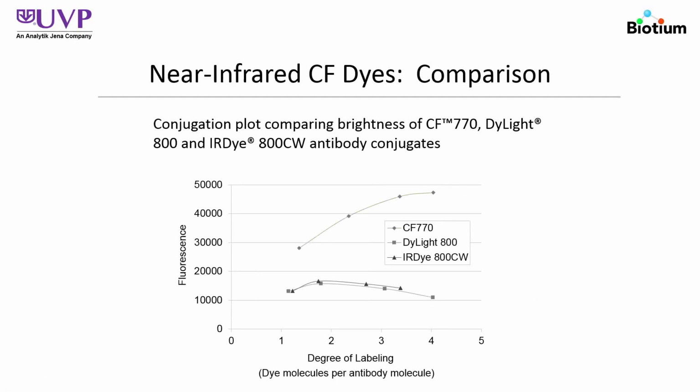And this is just another example showing a comparison of our CF770, which is a popular dye for Western blot detection, with DyLight 800 and IRDye 800 antibody conjugates, showing the brighter fluorescence of the CF antibody conjugate.